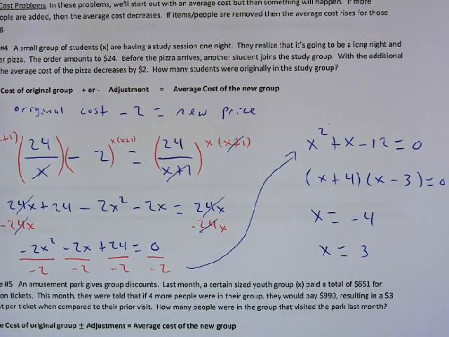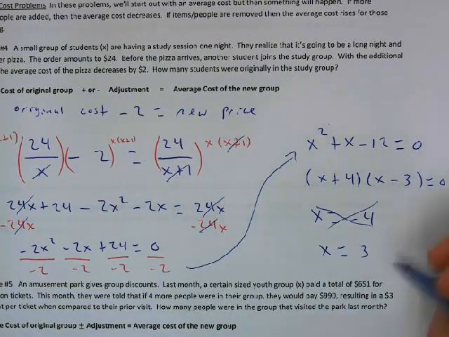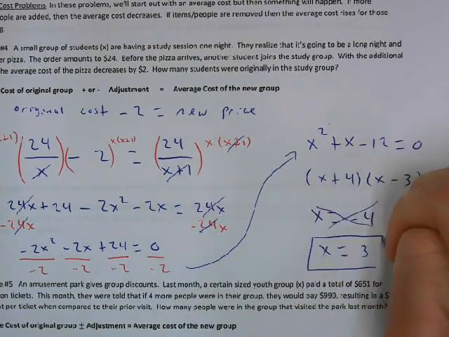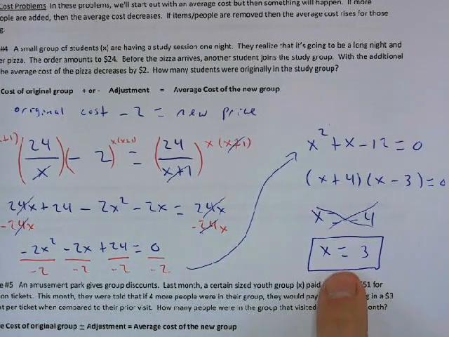Well, no, they're asking us how big the group was. I can't have two different sizes. So which answer works? Well, can I have negative 4 people in my study group? No, that doesn't make sense. So even though we got two answers, only one of them makes sense. So the original answer is 3. Now, the other nice thing about these problems is that they're super easy to check.